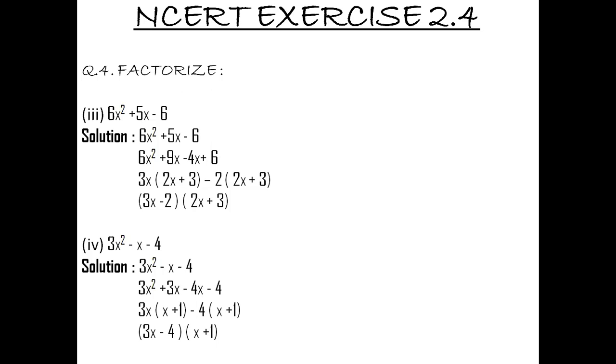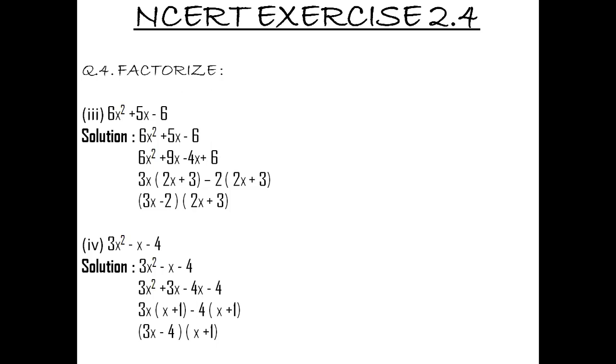I can use 3 and 4. Yes, but then how? 3 minus 4. So 3 and minus 4. So 3 minus 4 gives me what? Minus 1. And 3 4s is 12. So that's what I've done in the second line of the solution for question number 4. 3x squared, the first term, is written as it is. The middle term, that is minus 1x, is written as plus 3x minus 4x, and the last term is written as it is. That is minus 4.